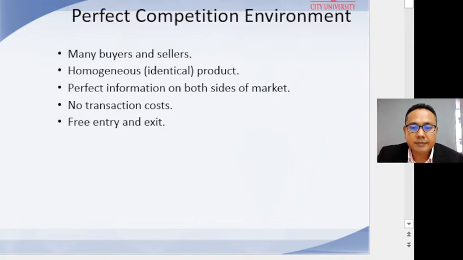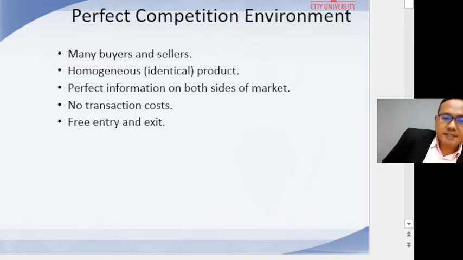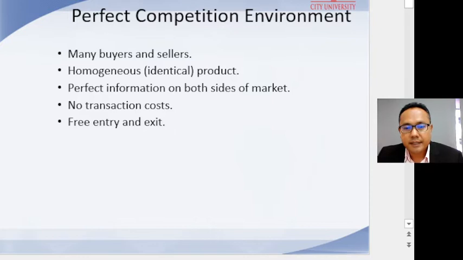The third condition: buyers and sellers have perfect information. And then there are no transaction costs, and there is free entry into and exit from the market. Taken together, the first four assumptions imply that no single firm can influence the price of the product.